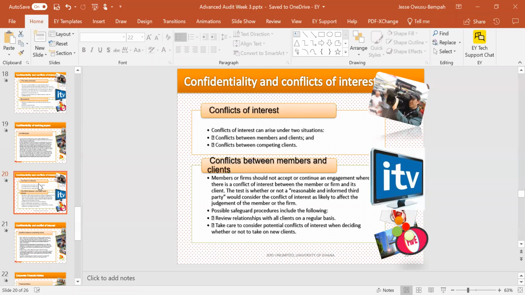Okay. So what do we mean by conflict of interest? What does it mean? When we say there's conflict of interest, what does it mean? What's a general definition for conflict of interest?